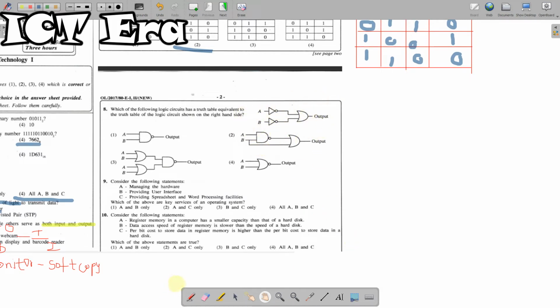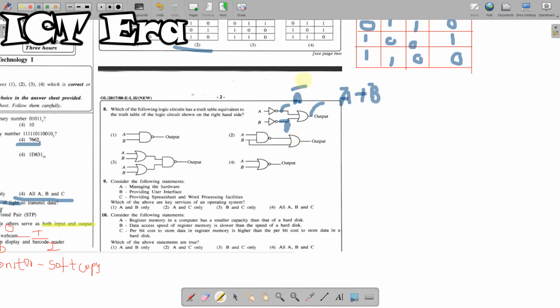Okay, then the next question: which of the following logic gates has a truth table equivalent to this one? Okay, let's find out. So here A is connected to a NOT gate, so A bar. B also, then B bar. A and B both are connected to an OR gate, so A bar plus B bar.